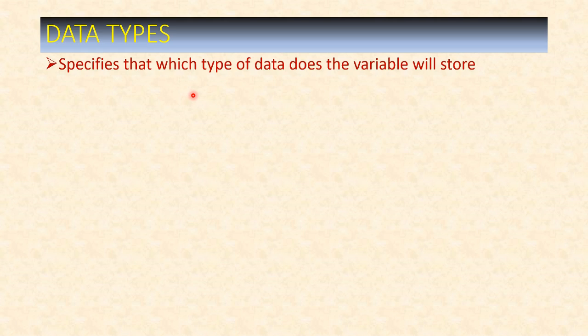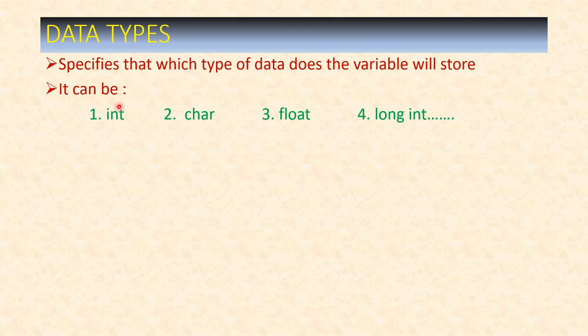Now, moving forward, we will look at some types of data types we have. Mainly these are the data types which we will be using often in the C language. First is int, second is char, third is float, and fourth is long int. In this video we will only focus on the integer and somewhat on the long int part. So let's start our discussion further.